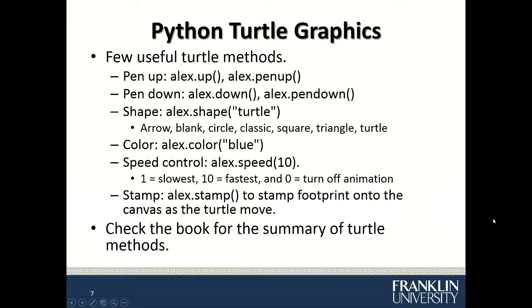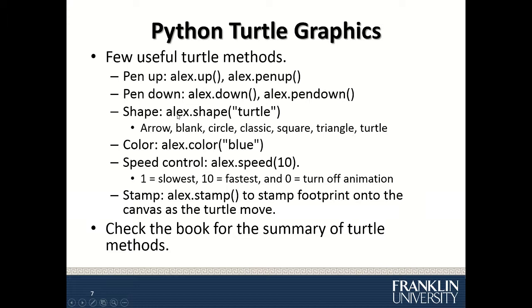Here are some more useful turtle methods. Pen up: by default, the turtle's tail is down, and when the tail is down, that's when you draw the line. You can use pen up and pen down. With pen up, the tail will be up, so it will not draw a line when you move. And then you can do pen down and then forward to draw the line.